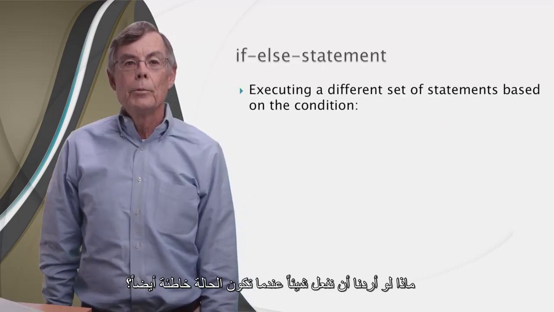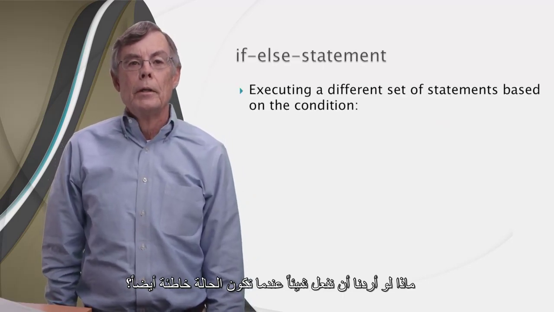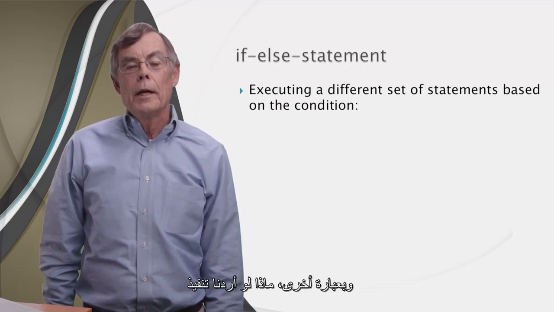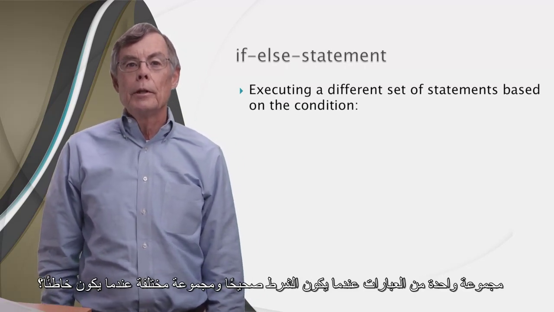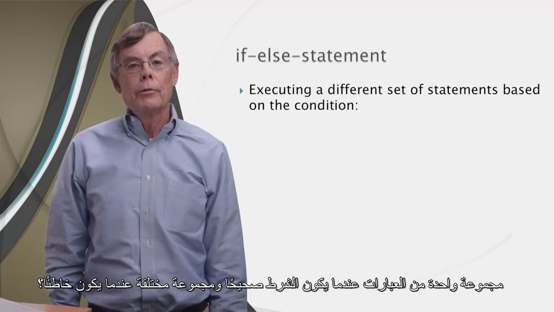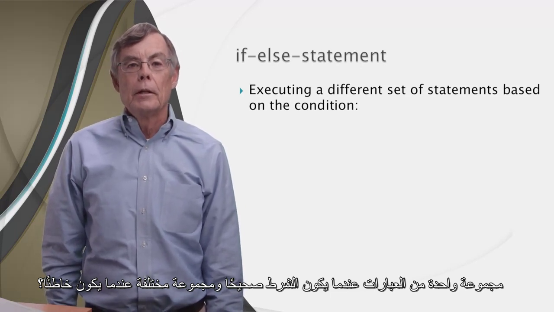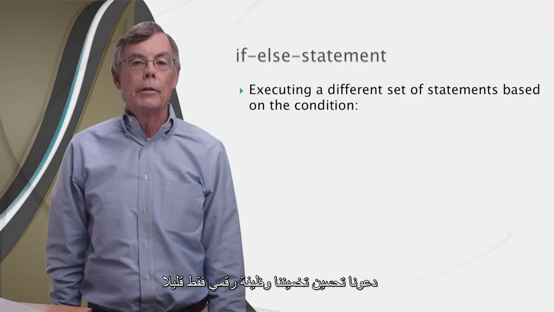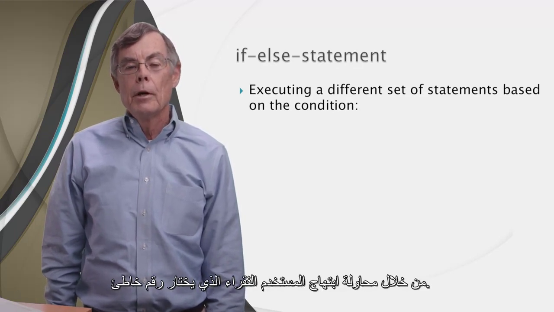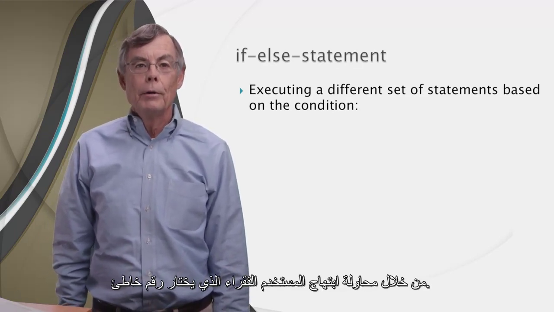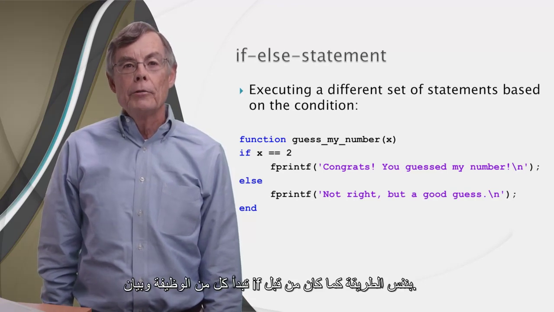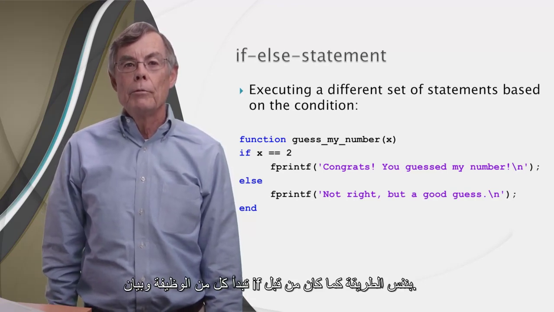What if we want to do something when the condition is false as well? In other words, what if we wanted to execute one set of statements when the condition is true and a different set when it's false? Let's improve our guessMyNumber function just a tiny bit by trying to cheer up the poor user who picks the wrong number. Both the function and the if statement start out the same way as before.